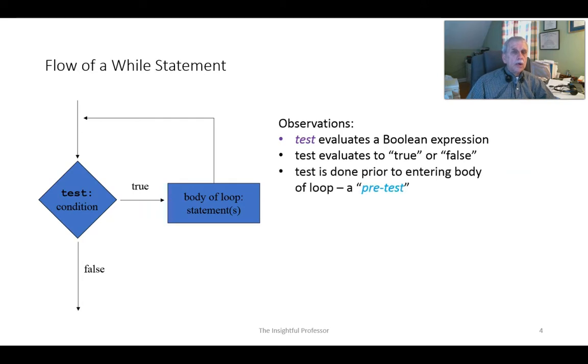So the test is done before we execute the body of the loop. We don't just jump in and start executing instructions that constitute the body, but what we do is we perform the test beforehand. Hence, a while structure is sometimes referred to as a pre-test control structure or a pre-test loop, because we perform the test before we enter the body of the loop and execute those instructions.